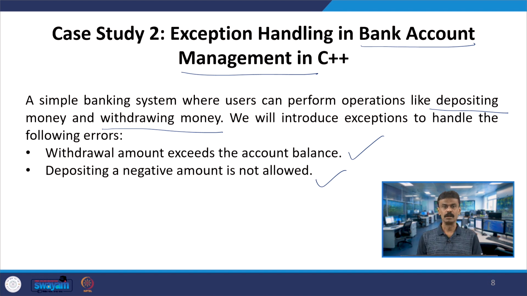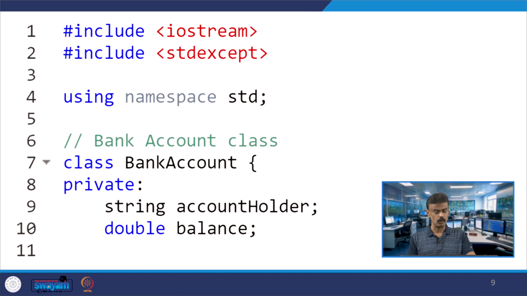So, when you are withdrawing an amount that exceeds the account balance or depositing a negative amount, which is not allowed, we will see how we are going to handle it with respect to error handling, or exception handling, in C++. Now let us consider: include iostream and include stdexcept, class BankAccount. Here you have private member data.